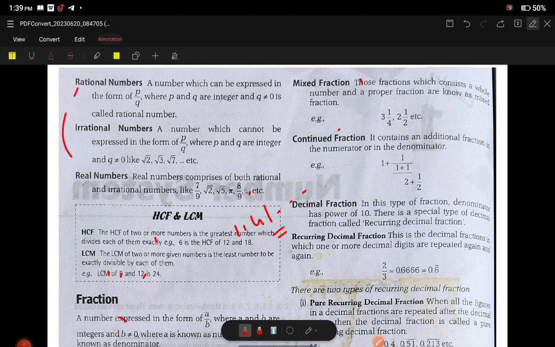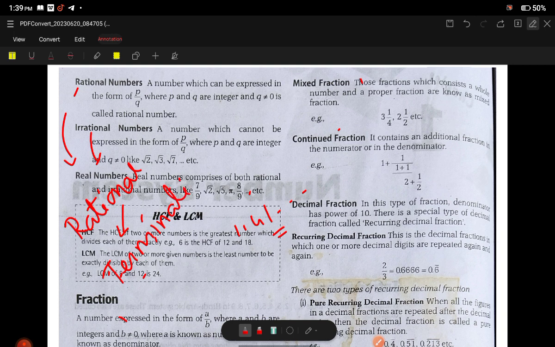Later we will learn there are two forms. In gist form I'm telling you, although it is a part of standard 9, rational numbers will be of two types. Either a terminating decimal.